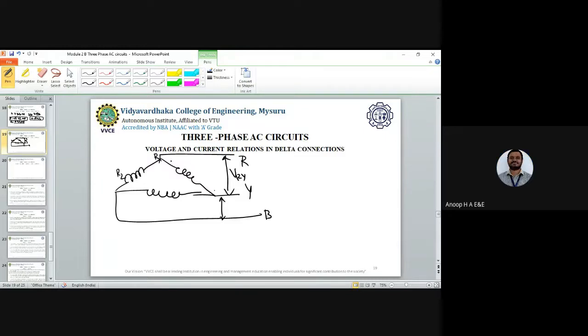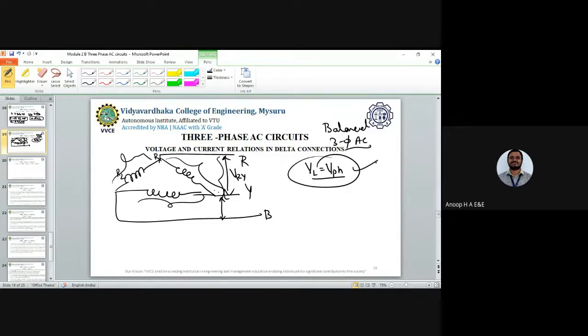Exactly right. So if I measure the voltage across these points here, it would be the same as that of the phase. So I can say VL is equal to VPH for a delta connection. And the same thing here also. All the phase voltages would be the same. It is a balanced three-phase AC circuit that I'm representing here, and that is the reason why I'll be getting VL equals VPH.